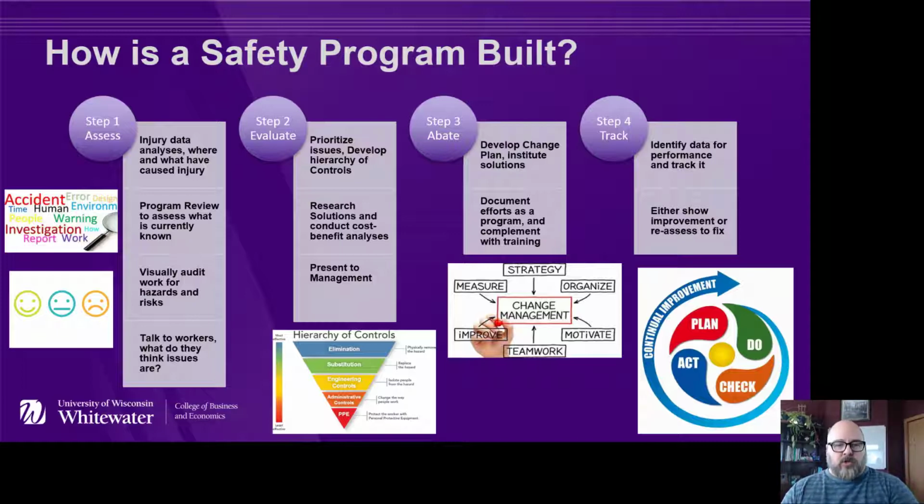Step 2 is, one, you should prioritize. You should try to follow the hierarchy of controls. That's next lecture. Research solutions, look at it from a cost-benefit perspective, and then educate management. Try to persuade them. Step 3 is to try to get more people discussing topics, getting more input. That's where you develop sort of a change plan.